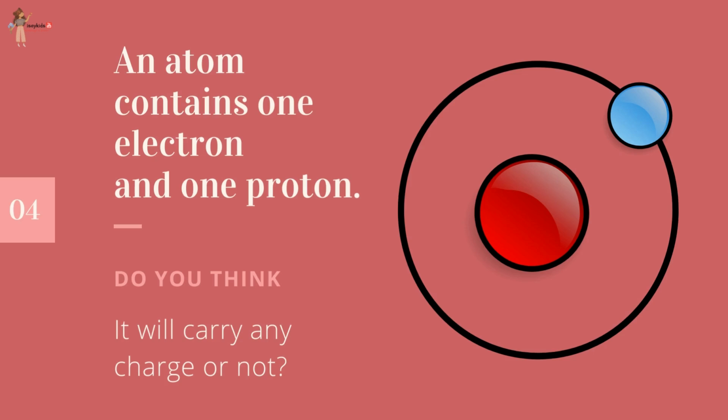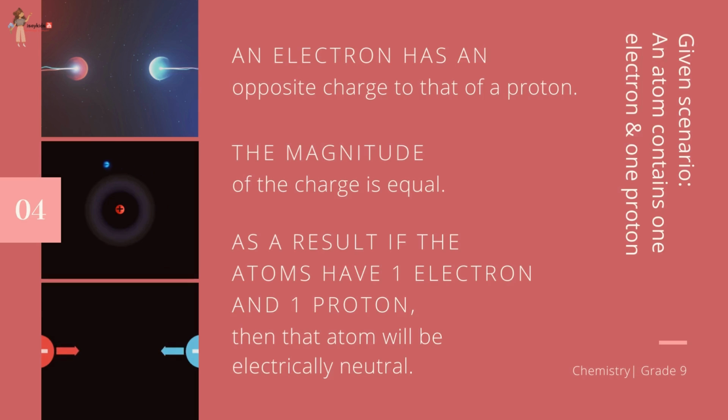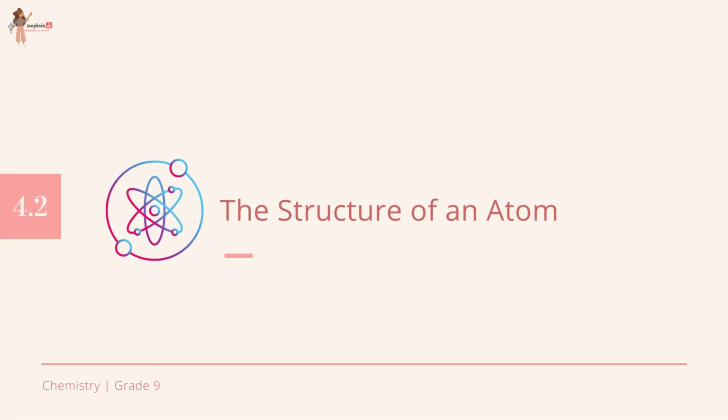Do you think it will carry any charge or not? We already know that an electron has an opposite charge to that of a proton, and also the magnitude of the charge is equal. As a result, if the atom has one electron and one proton, then that atom will be electrically neutral. This means that the atom will carry no charge. Therefore, if an atom contains one electron and one proton, it will carry no charge.